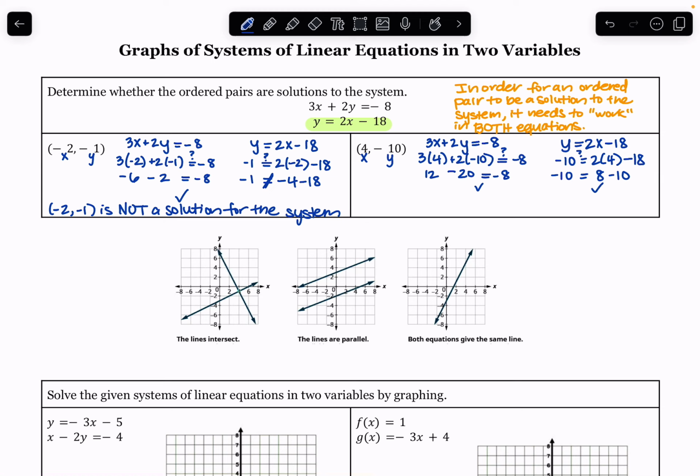So because 4, negative 10 worked in both equations, that means 4, negative 10 is a solution for the system.